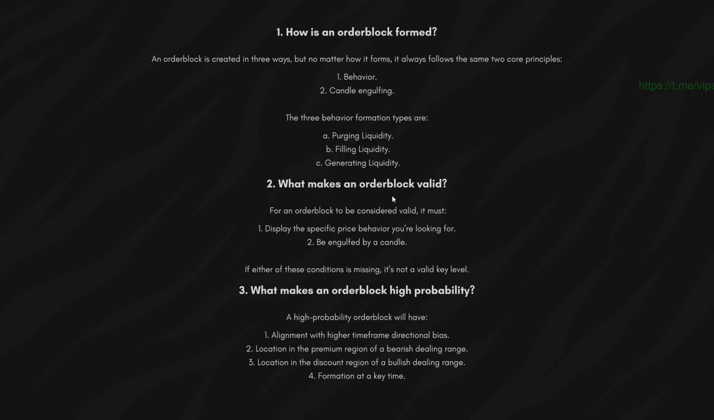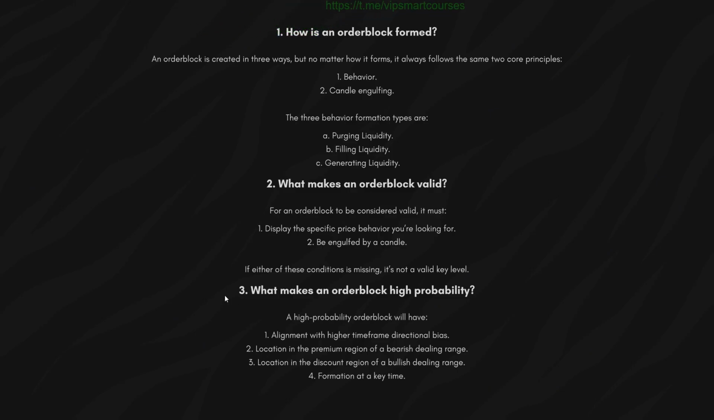Okay, now let's talk about the second question, which is what makes an order block valid? Now, this question is also pretty simple and it can be answered through what we just discussed. Okay, for an order block to be considered valid, it must first of all show or display the specific price behavior that we are looking for, which is one of these three behaviors. And number two, be engulfed by a candle, which means that if a candle or a group of candles show one of these three behaviors, and then that candle or those candles get engulfed, that leads to the formation of a valid order block. Okay, and if either of these conditions is missing, then that's not a valid key level or a valid order block.